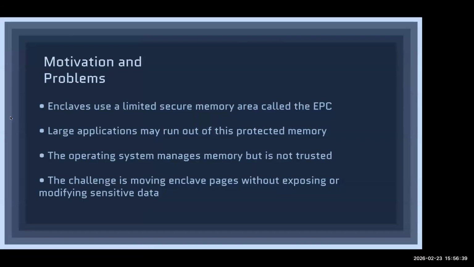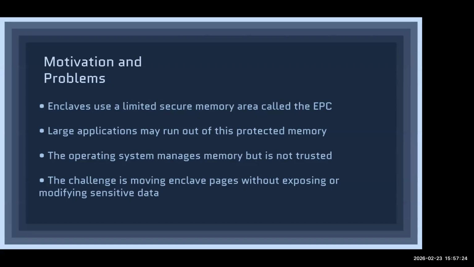Motivation and problem. Intel SGX enclaves run inside a protected memory region called the Enclave Page Cache, or EPC. The problem is that the EPC is relatively small. For larger applications, this protected memory can fill up quickly. Normally, when memory fills up, the operating system swaps pages out to main memory or disk. But in the SGX threat model, the operating system is not trusted. That means the OS could potentially read, modify, or replay enclave data if normal paging were used. So the challenge is this: how can enclave memory be moved out of the EPC when space is needed without exposing sensitive data or allowing it to be tampered with?